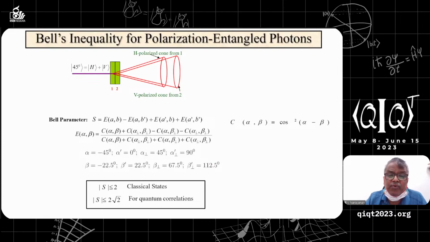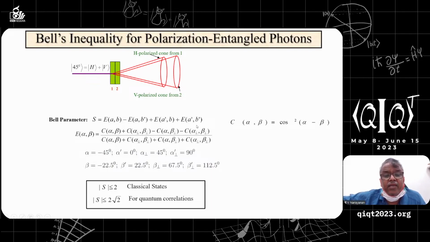So one has to prove that the given source, the generated entangled photon, is a non-classical one. If it is less than 2, it is a classical resource. If it is more than 2 and less than 2 square root of 2, it is quantum correlated, and the maximally entangled would be 2 square root of 2.